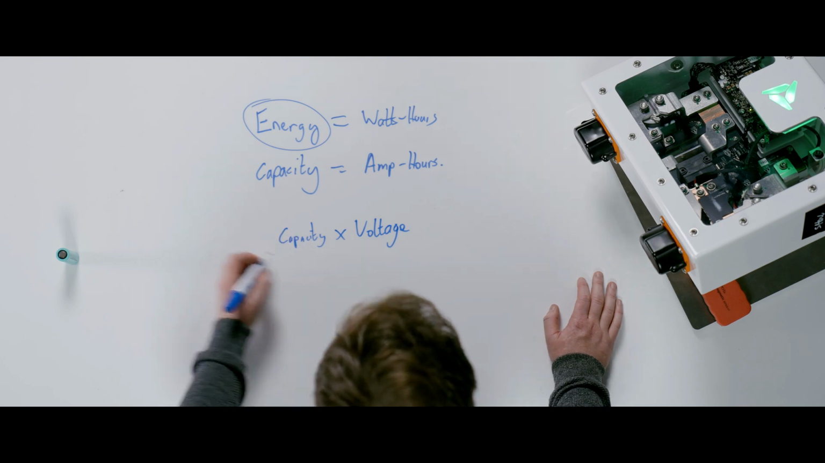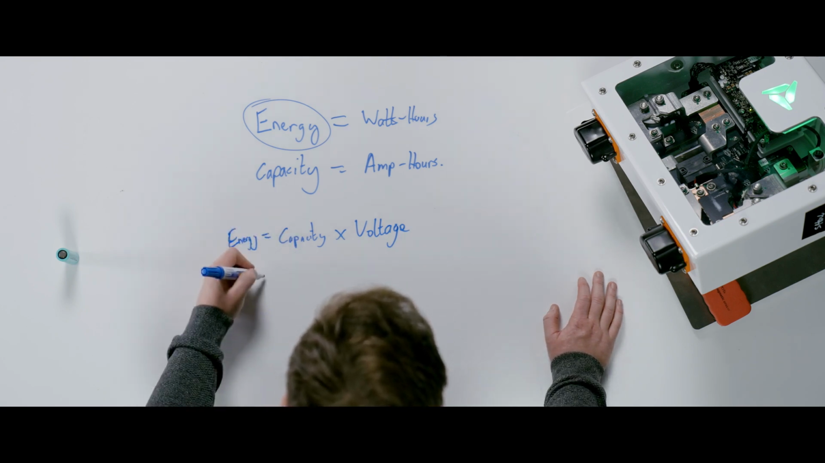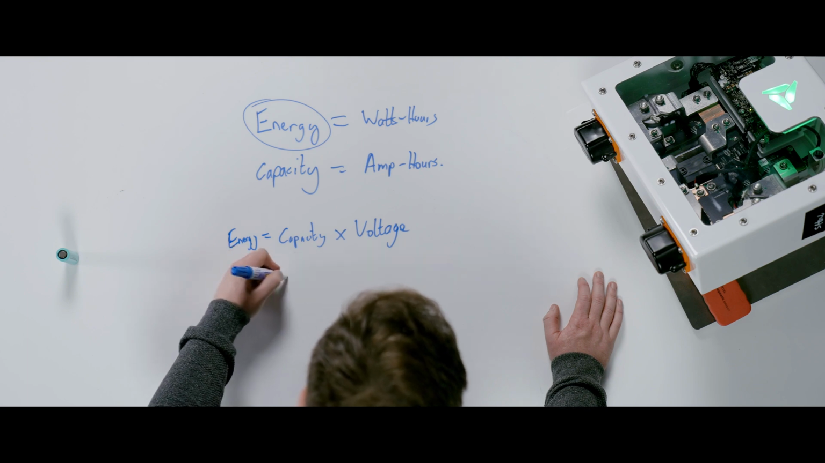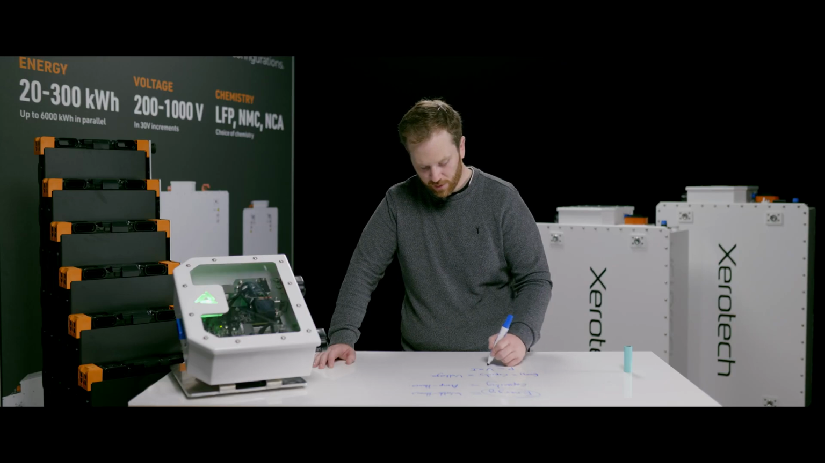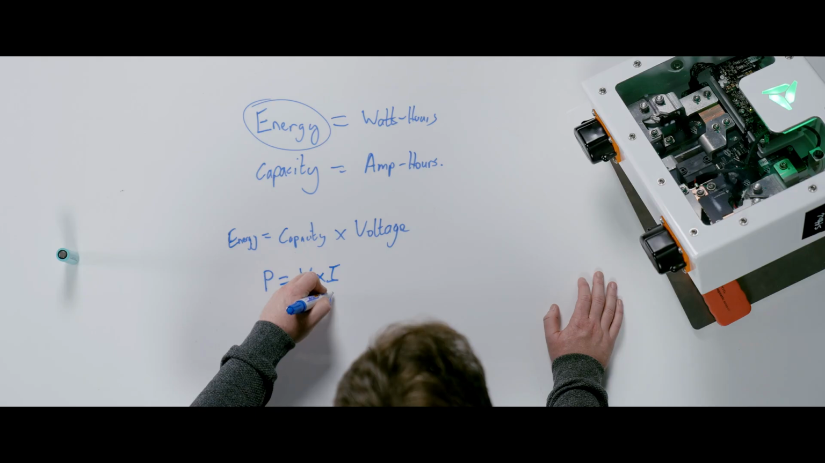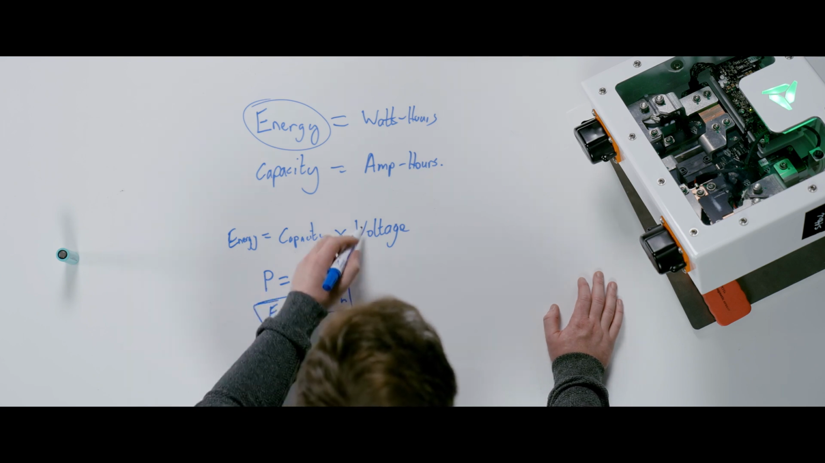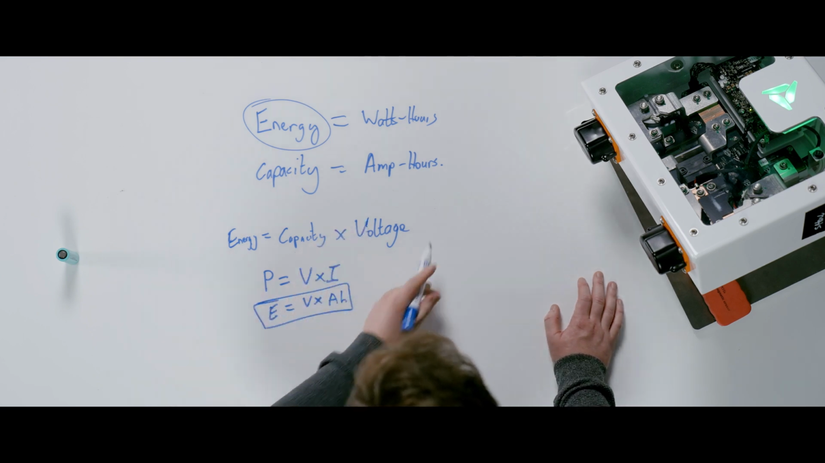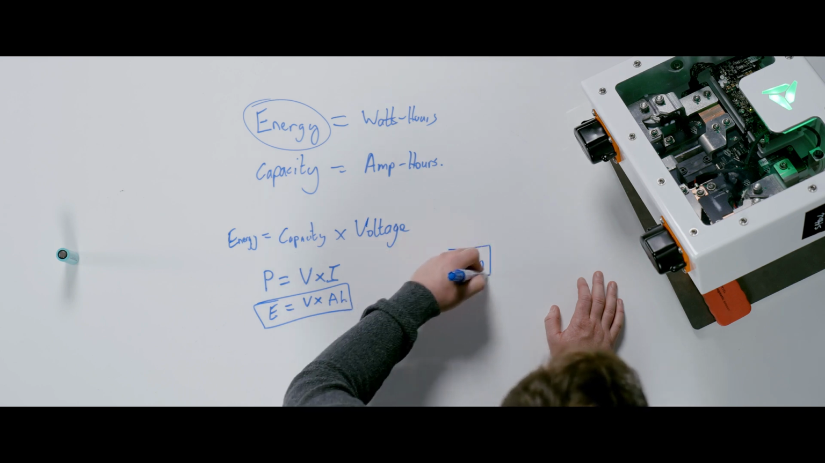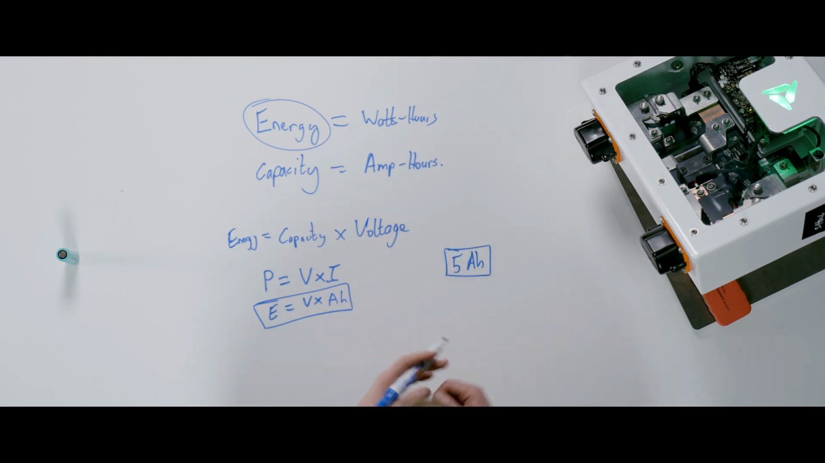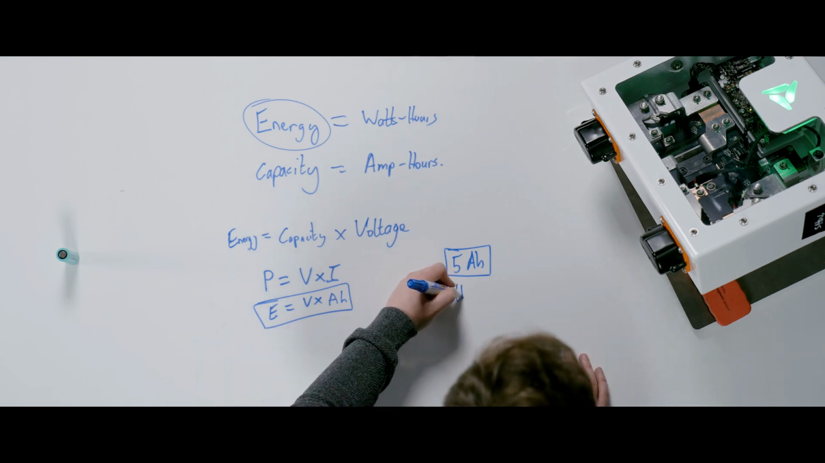It's very similar to our first equation of power equals voltage times current. Energy is equal to voltage times the amp hours, basically. The reason this matters is that if you've got a battery with 5 amp hours in it, that doesn't tell you how much energy is in that system, because you need to know the voltage.